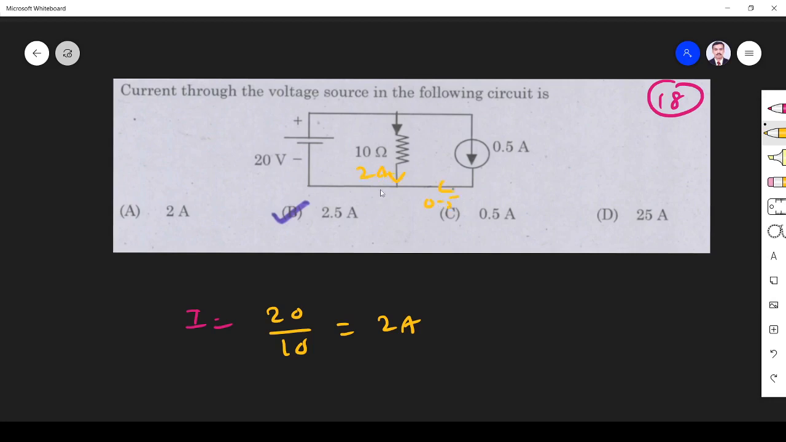Here 0.5 ampere comes. So what should be the current here? 2 plus 0.5 as per the KCL at this node. Total current is 2 plus 0.5, 2.5 ampere. That current flows through this 20 volt. So the answer is 2.5 ampere.